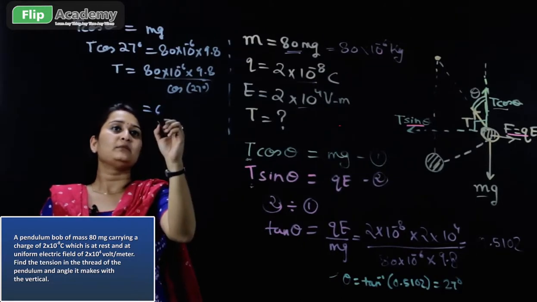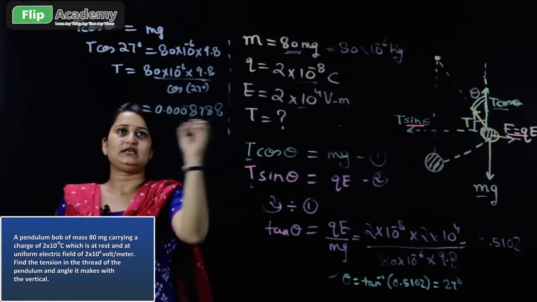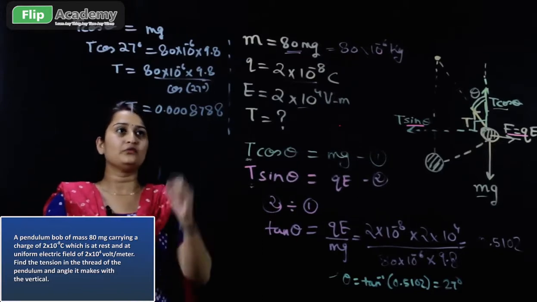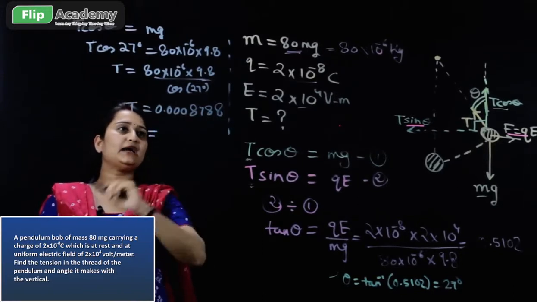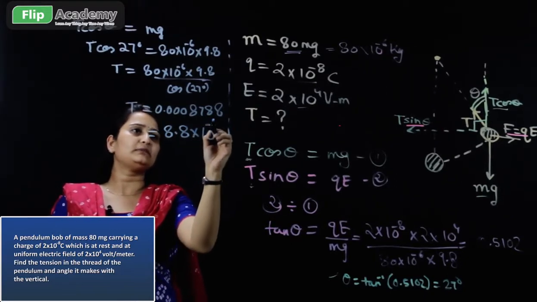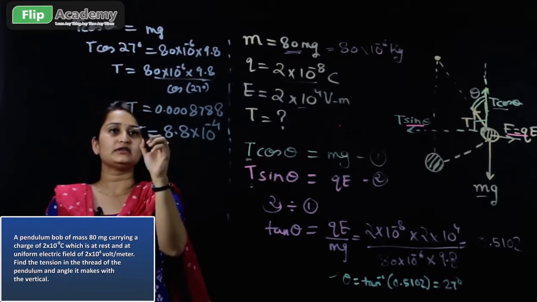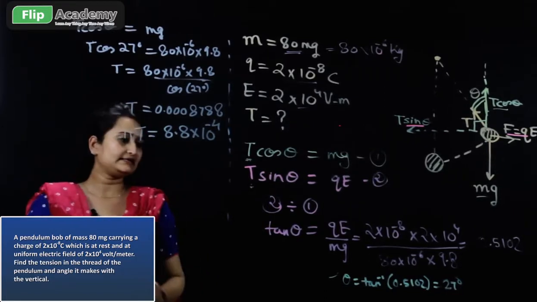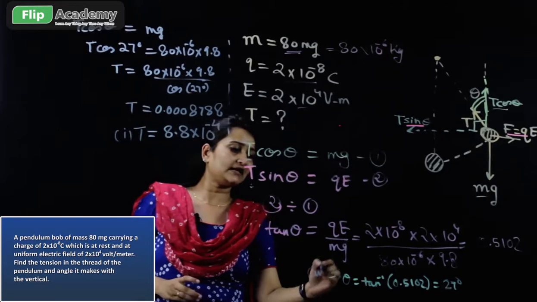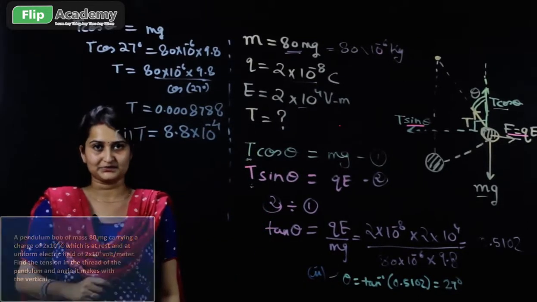That is 0.008788. So this is the tension. Now, if we round it off, then it becomes 8.8 into 10 raised to the power minus 4. So this is all about the first part, that is tension, and this is the second part, that is theta, the angle the string makes with the y-axis.